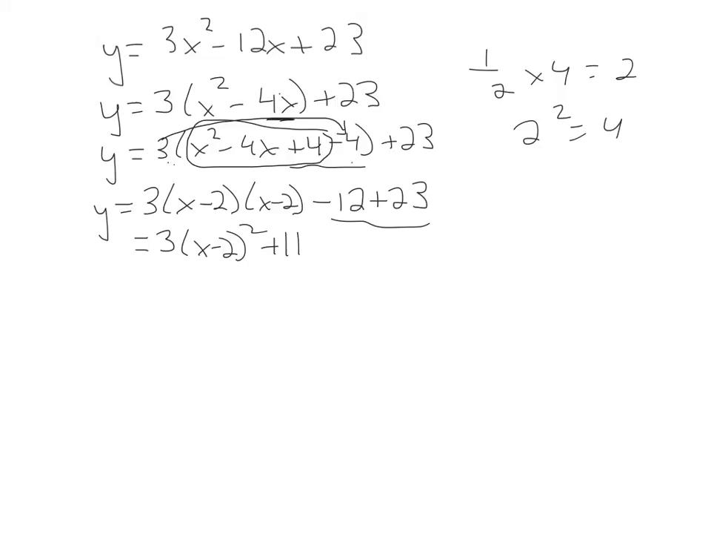And so now I've got it in a(x minus p) squared plus q form. Then I can take information from that formula, like the vertex is (2, 11), and the whole thing is shifted over 2 and up 11, and it's a vertical stretch by a factor of 3.